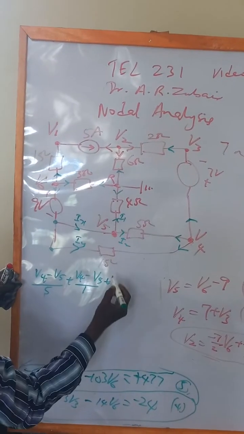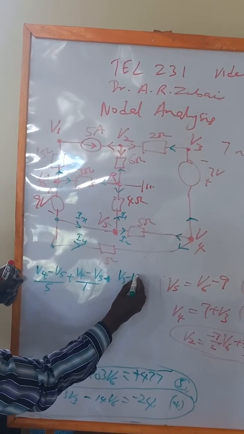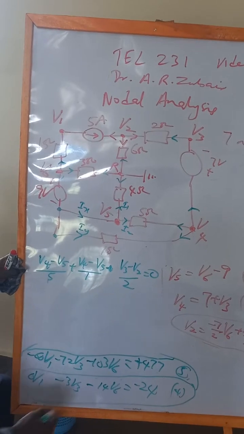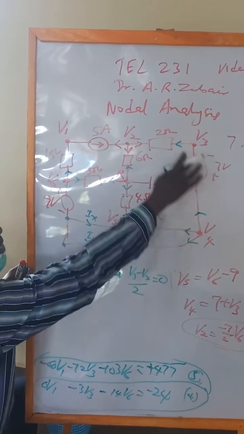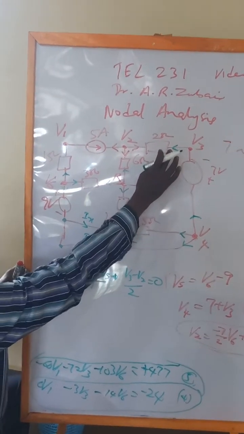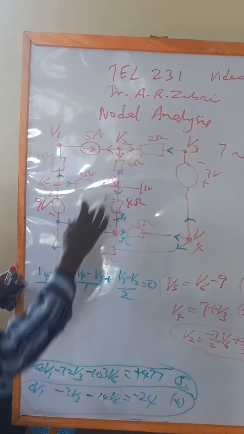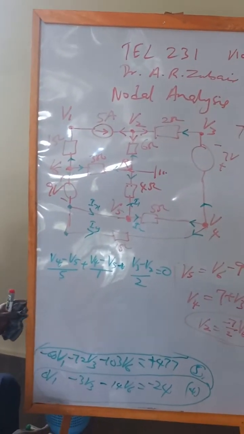And this other current is what? This other current is V3 minus V2 over 2 equals 0. So this one is simple. I didn't know this current, but I can take it to be equal to this single current. And this single current, it is V3 that is forcing current against V2. So that's going to be V3 minus V2 over 2.